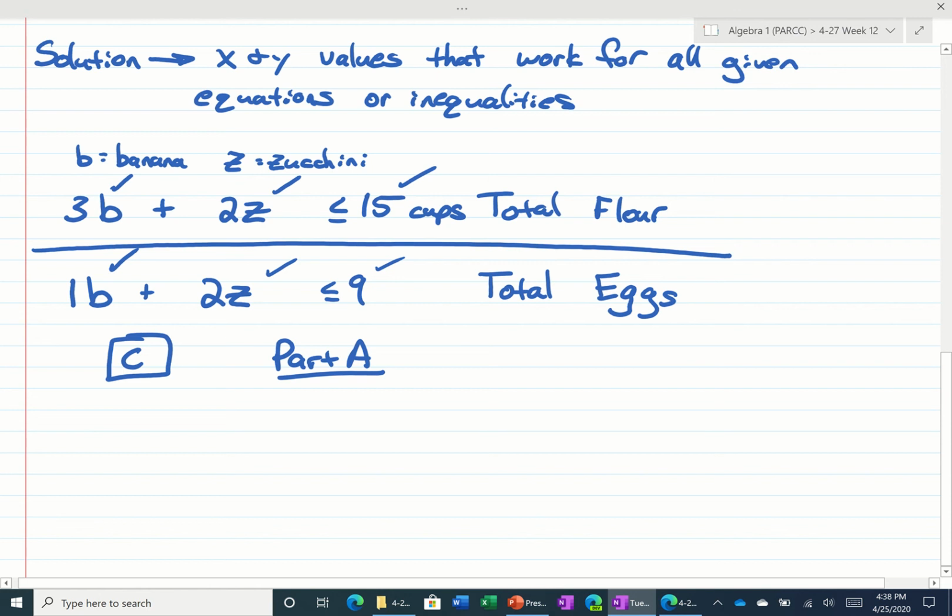What is the number of whole loaves of each type of banana bread Haley should make in order to have the least amount of the 5 cups of flour and 9 eggs left over? Enter your answers in the boxes. Enter only your answers. Okay, so we're looking to maximize how much we could use. So let's see here. We have 15 cups of flour.